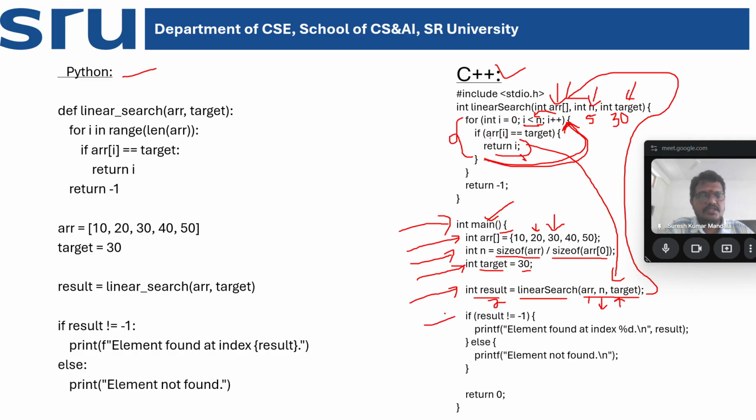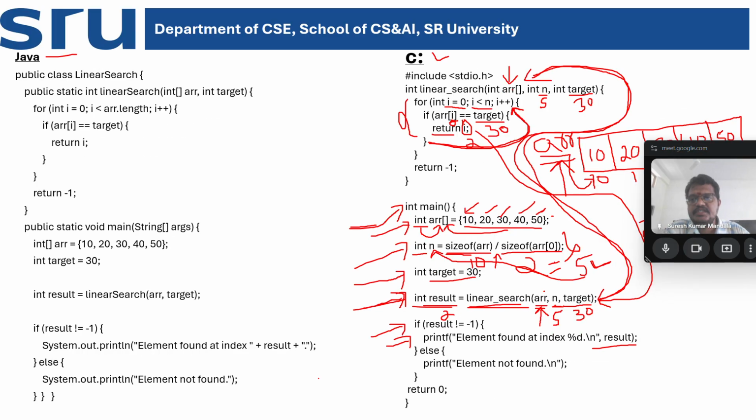And again this if condition will be executed. 2 not equal to minus 1. The condition is true. Element found at index number 2. This is the C++ code, similar to the C language only. Next, we will discuss the same code within the Java language.